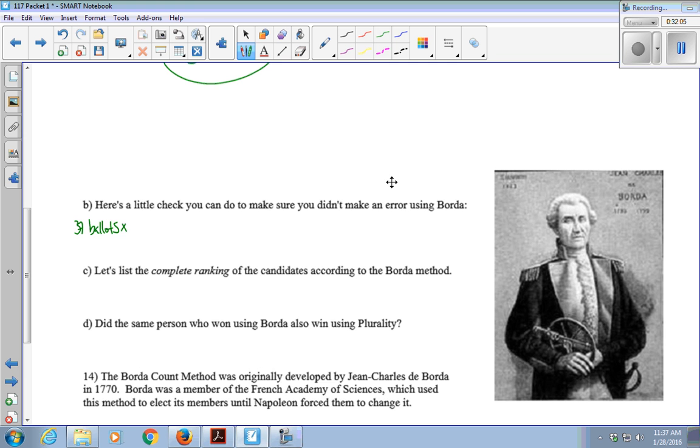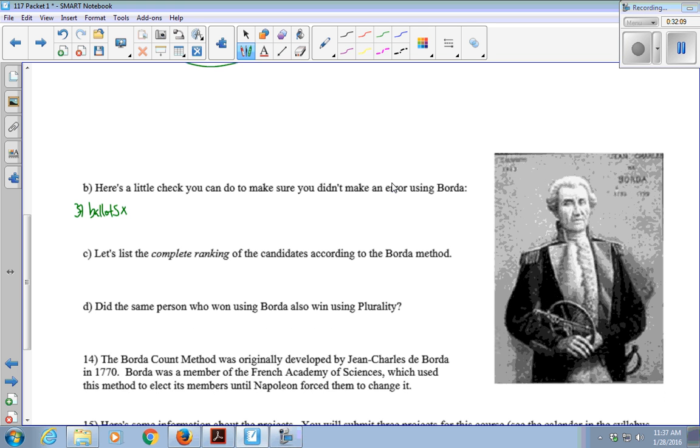How many points does each ballot give out? Gives out 4 for first, 3 for second. Yeah, 10 total points. 4 plus 3 plus 2 plus 1 gives you 10 points. There's 37 ballots, 10 points each. So we should be coming up with a total of 370 points in our election.